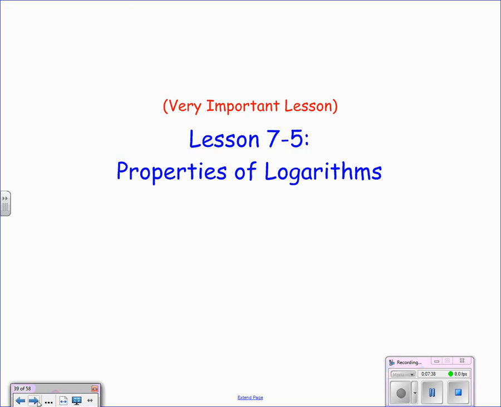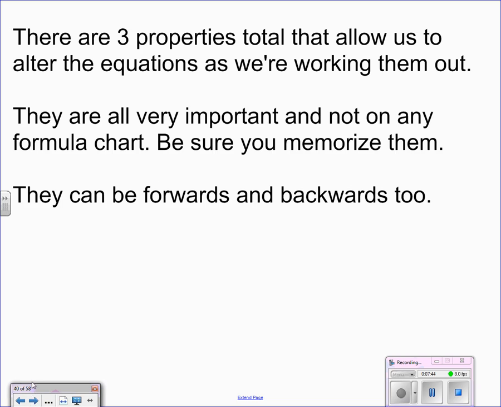Now we're going to talk about 7.5, which is properties of logarithms. There are 3 properties that allow us to alter equations so we can work them out. You have to memorize them though.